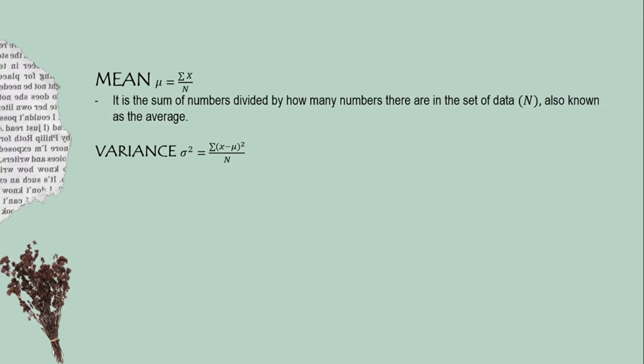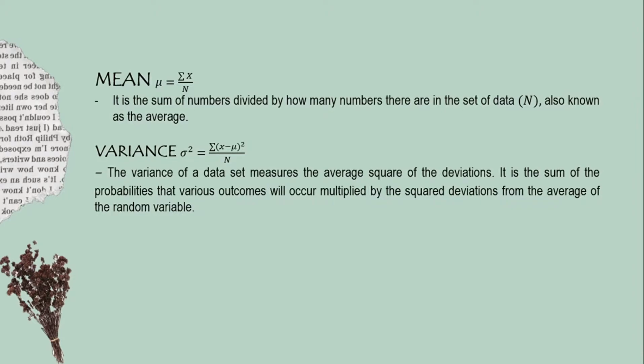And then variance, sigma squared, which is equal to the summation of the quantity x minus mu squared over n. So the variance of a dataset measures the average square of the deviations. It is the sum of the probabilities that various outcomes will occur multiplied by the squared deviations from the average of the random variable. So deviation means the distances between the data and the mean. So since the variance is a squared quantity, it cannot be directly compared to the mean value of a data set.